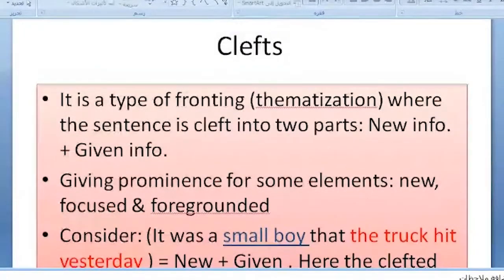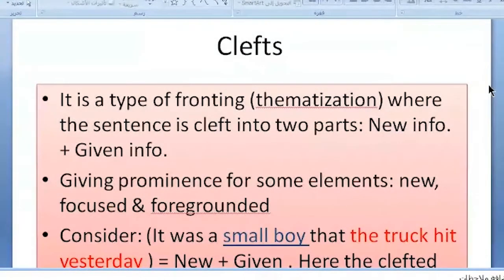Now, let us define what is meant by clefting. Clefting or a cleft sentence is a type of fronting. That is to say, thematization. You put an element first, whether in your speech or in your writings. It is a type of fronting where the sentence is what is called the cleft, and it is split into two parts. And these two parts represent new information and given information.